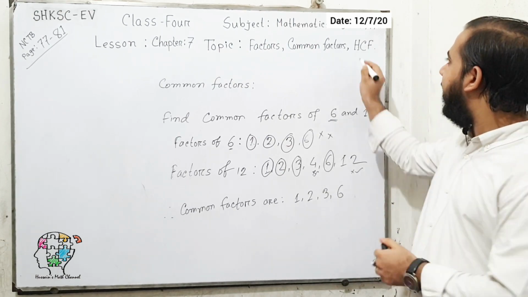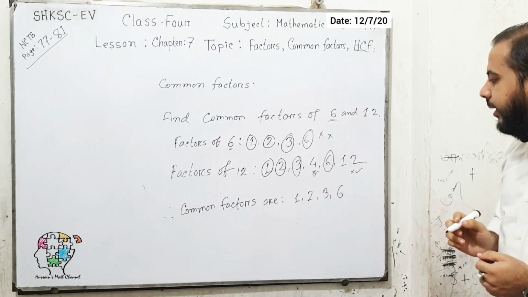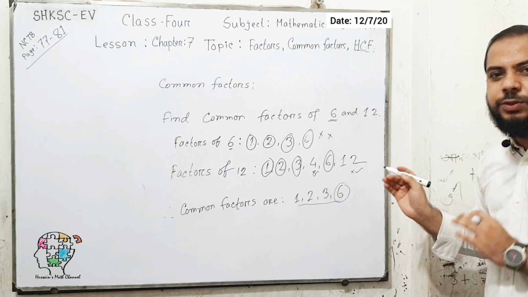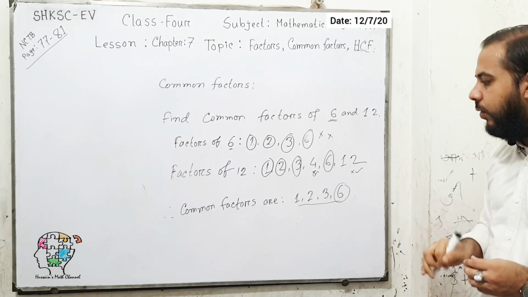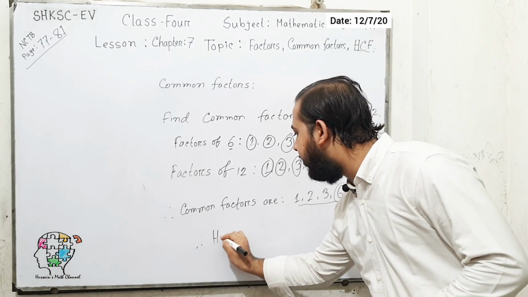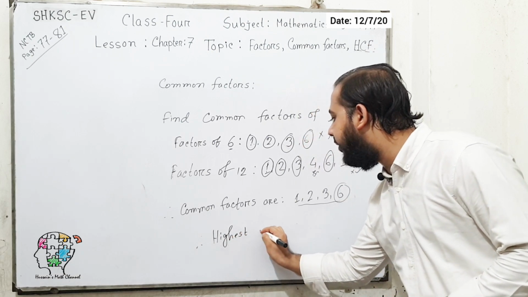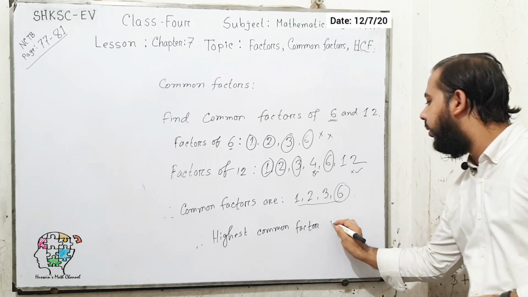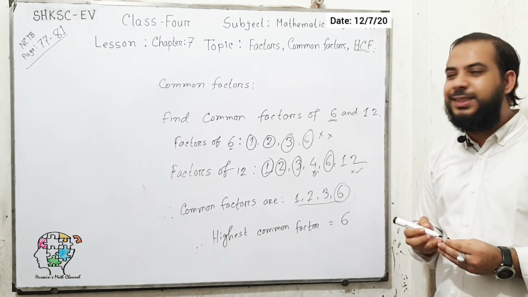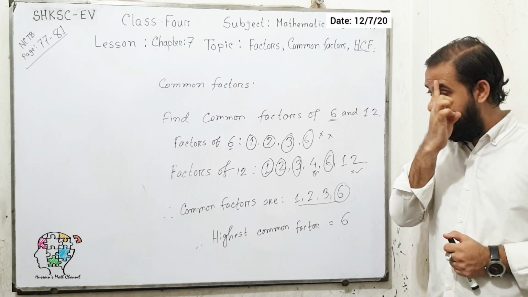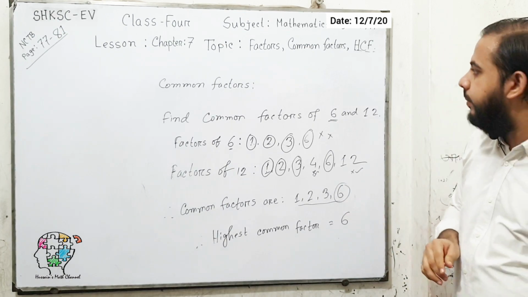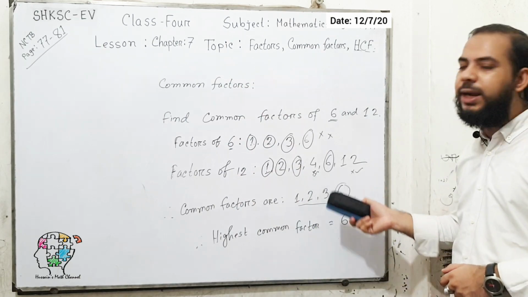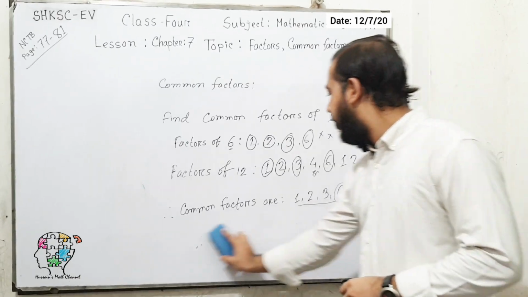Now what does highest common factor, HCF, mean? Among the common numbers, if we take the largest one, the greatest one, the highest one, it is called the highest common factor. Therefore the highest common factor is equal to 6. So this is how we can find any common factor and also the highest common factor. If you find the common factors, then for the highest, just write the greatest one.